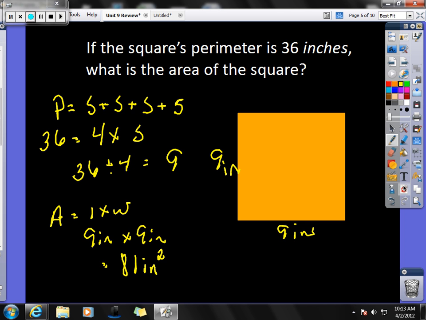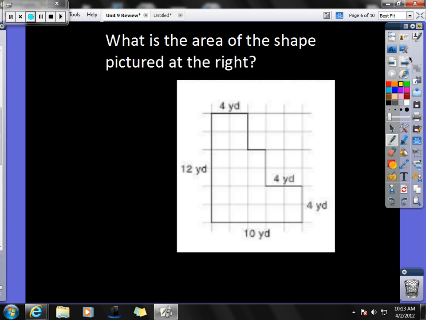Okay, well done, you guys. Moving on. What is the area of the shape pictured at the right, or in this case, down below? And when we're given a shape that is odd or irregular, we want to be able to divide it up into rectangles. So I might draw a line here and say that's one shape, and draw a line right here and that's a different shape.